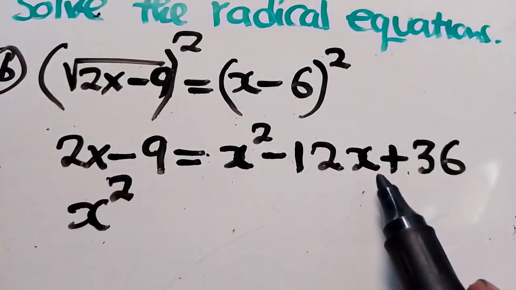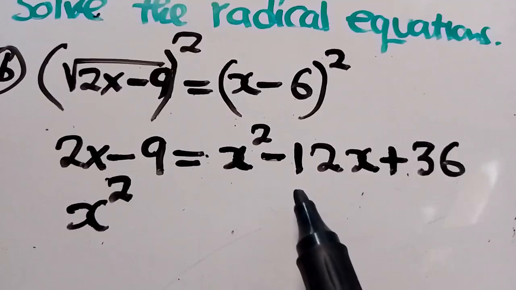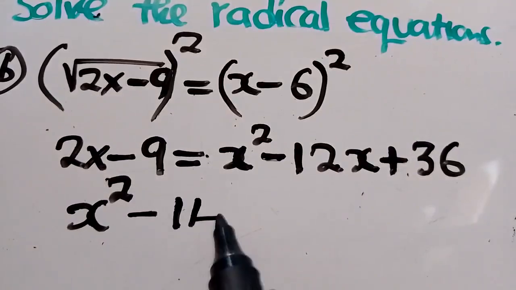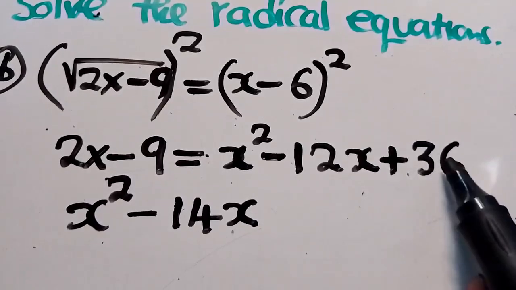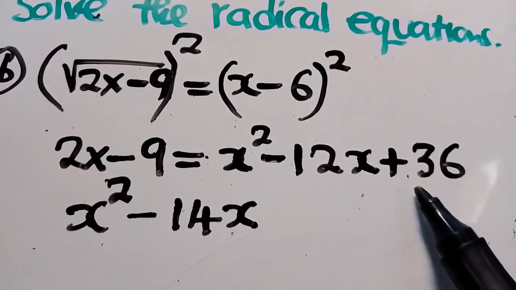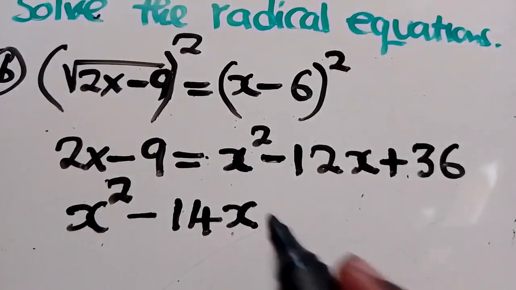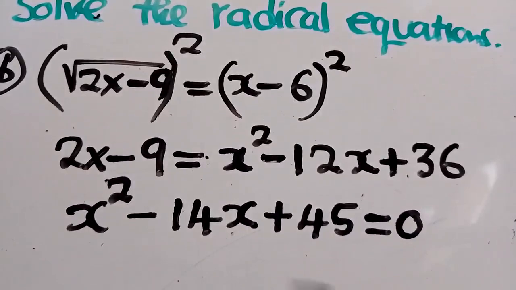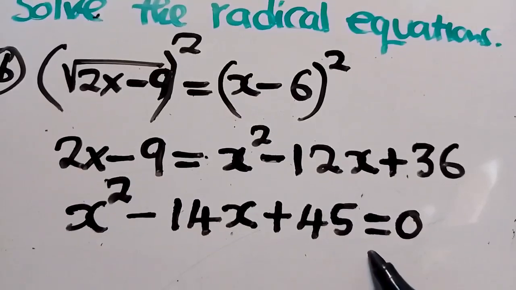When this one comes to this side, since it is negative 12x, you are going to have negative 12x minus 2x, which is negative 14x. Then what do we have this side? We've got positive 36. When the negative 9 comes this side, it is going to be plus. So 36 plus 9 is 45. So we get 45, which is equal to 0. I've just moved all these to the other side, then I solve the resulting equation.